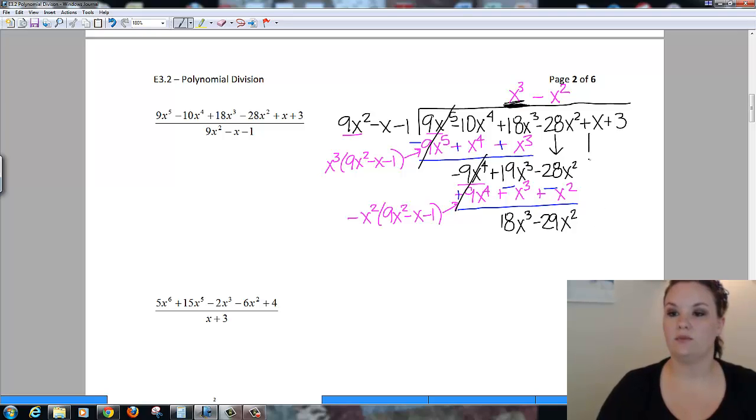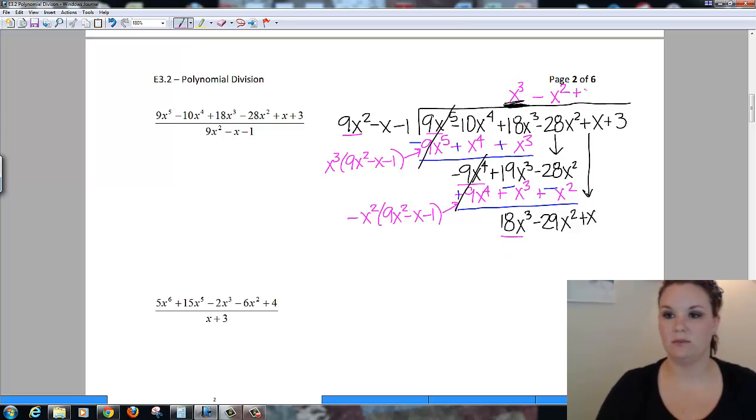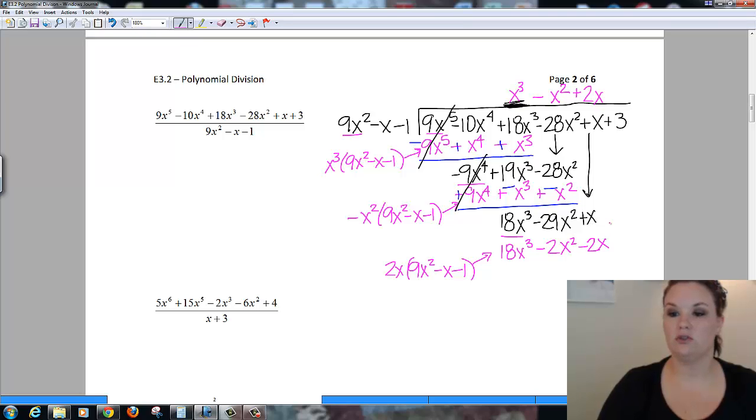29. And then I bring down my next term, which is plus x. Okay, and then I start the process again. I want my leading term, 9x squared, to become 18x cubed, which means I need to multiply by 2 and by x. So if I multiply 2x times my divisor here, 9x squared minus x minus 1, I'm going to write that here, which gives me 18x cubed minus 2x squared minus 2x.